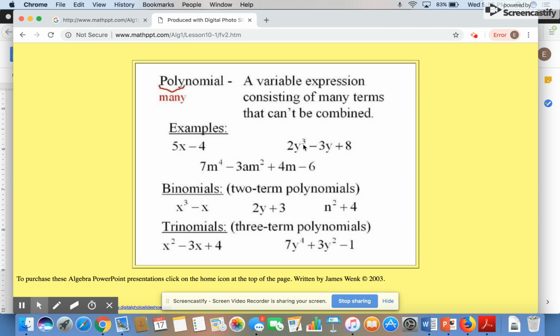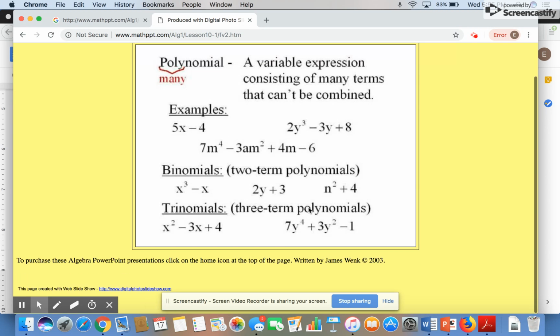Same as 2y cubed minus 3y plus 8. There's no like terms, so they can't be combined. But they're together because you're adding and subtracting here. Same with this one, it's a polynomial, 7 and 4 minus 3a squared plus 4 minus 6.